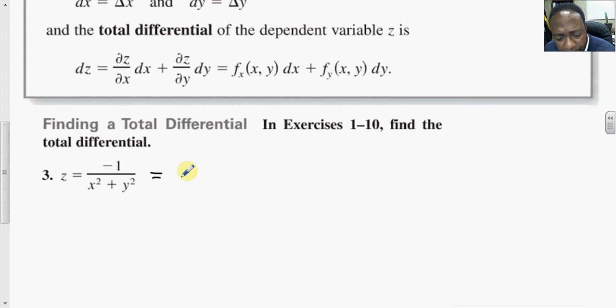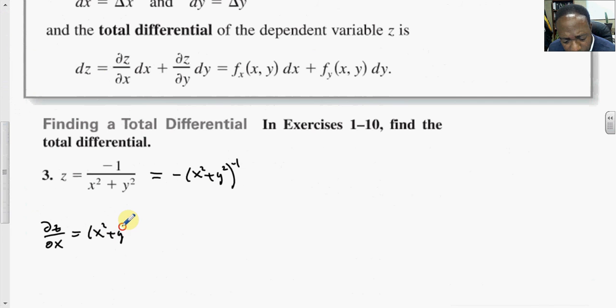Let's write z as the negative times x squared plus y squared, raised to the negative first power. The total differential involves the partial derivative, so let's find the partial of z with respect to x. Negative times a negative is positive out front, times x squared plus y squared to the negative 1 minus 1, the negative second power, times the derivative of the inside with respect to x, that's 2x. So here we have 2x over x squared plus y squared to the second power.